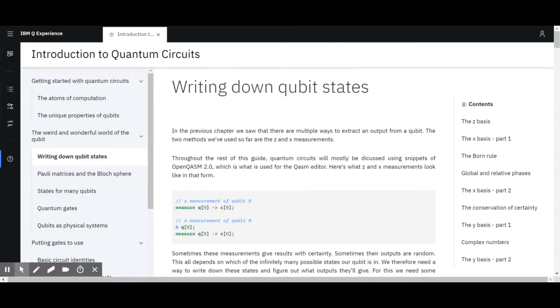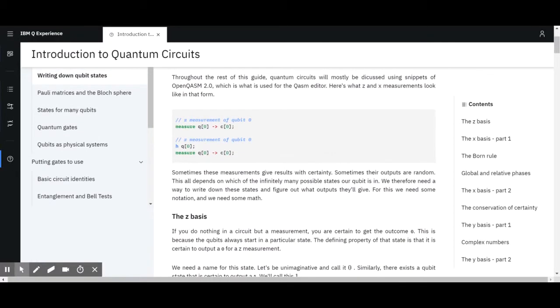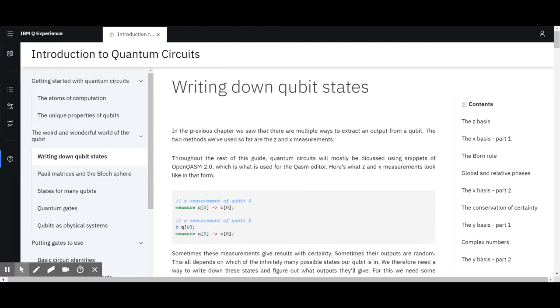Writing down qubit states. So my expectation here is that I hope this is not going to be too far down at the really technical mathematical level of writing a qubit, but maybe because I really like the visual way that Hello Quantum gives you to understand a qubit and how a qubit is shaped.